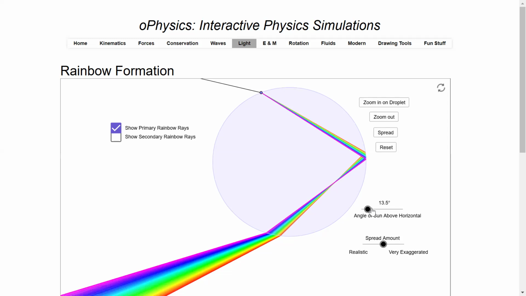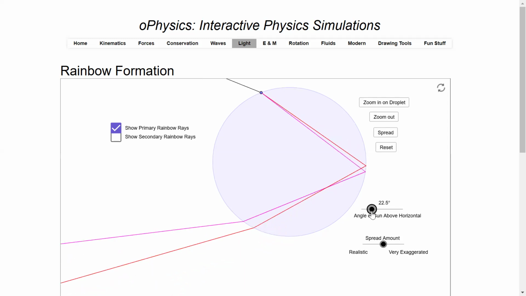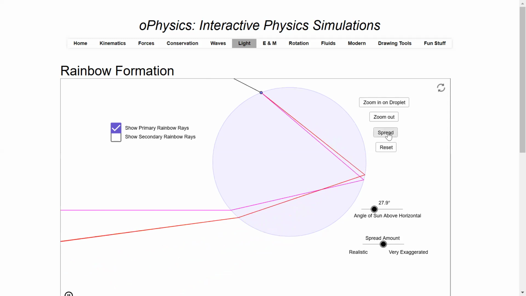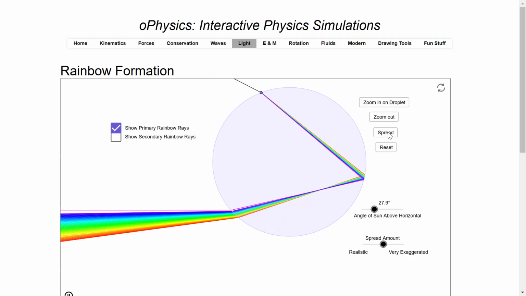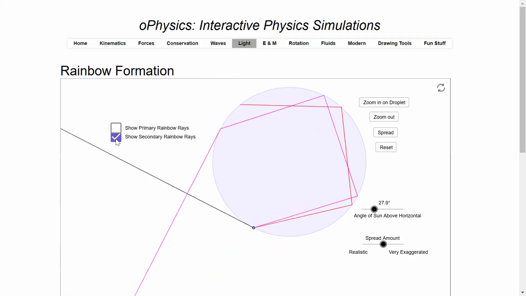Yes, we can change the angle a little bit higher. Now you can also see that rainbow formation. The sun is there, the water droplet is there, and you can see the formation of the rainbow. This is the primary rainbow. Now this is the secondary rainbow. Already I told you that the second reflection is called the secondary rainbow.